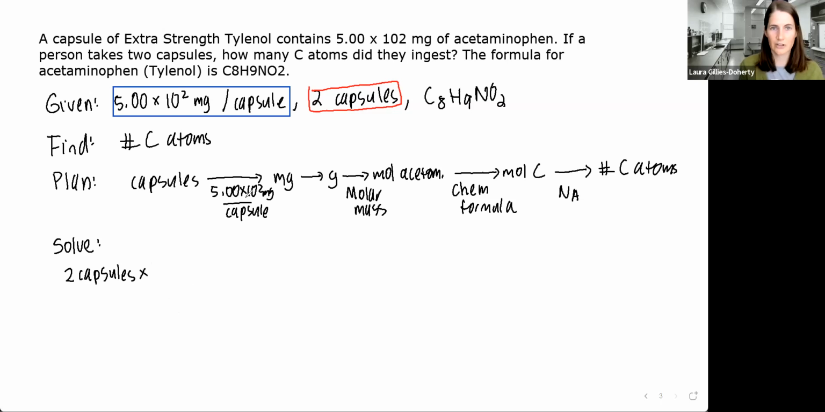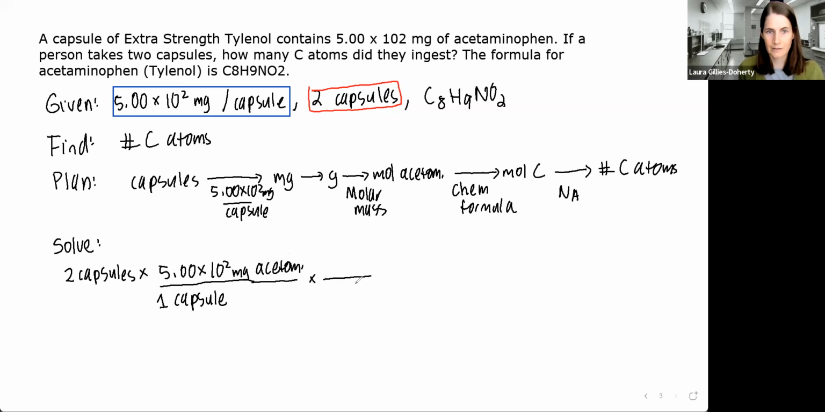And we're going to use the conversion we were given that relates capsules to milligrams of acetaminophen. So there's 5.00 times 10 to the 2 milligrams of acetaminophen per capsule. And then we're going to convert milligrams to grams. So there's 1,000 milligrams in 1 gram.